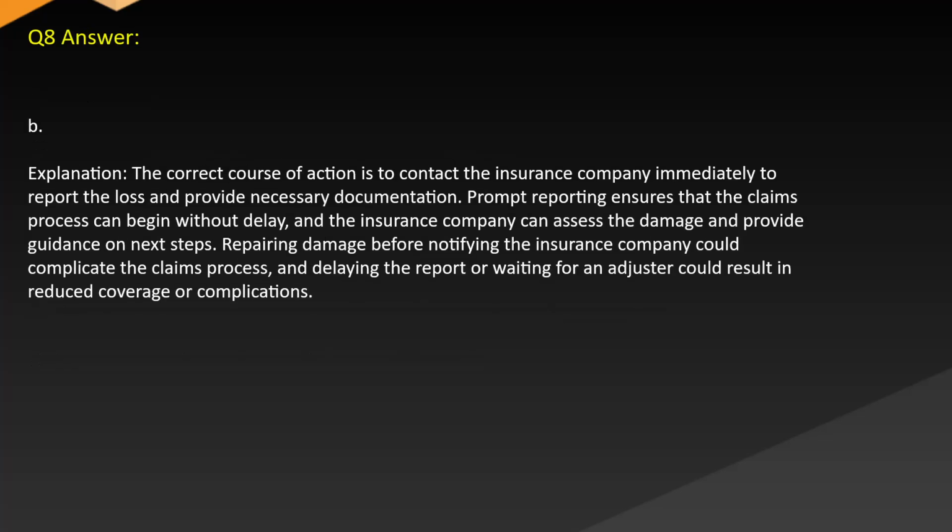Answer B. Explanation. The correct course of action is to contact the insurance company immediately to report the loss and provide necessary documentation. Prompt reporting ensures that the claims process can begin without delay and the insurance company can assess the damage and provide guidance on next steps. Repairing damage before notifying the insurance company could complicate the claims process, and delaying the report or waiting for an adjuster could result in reduced coverage or complications.